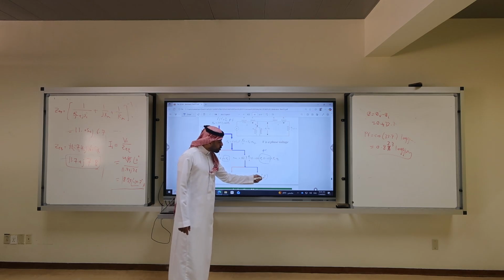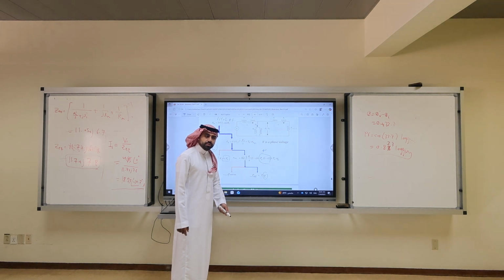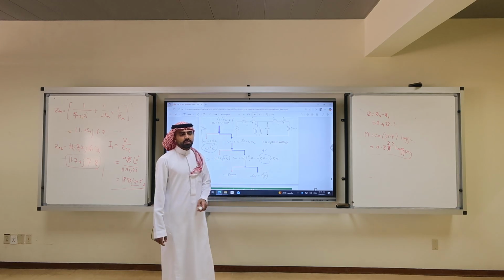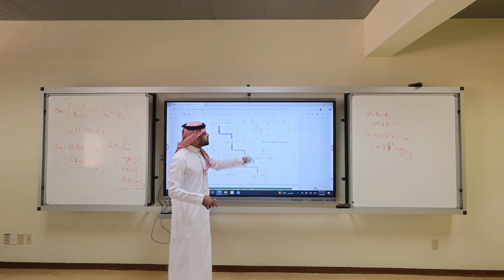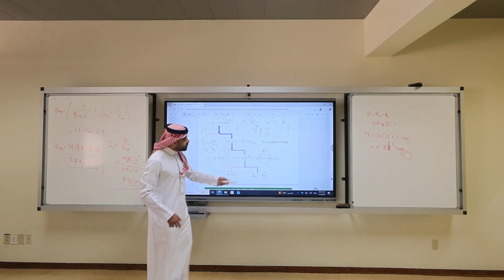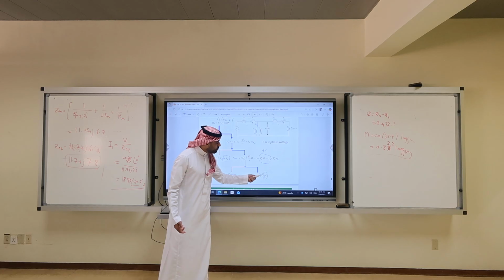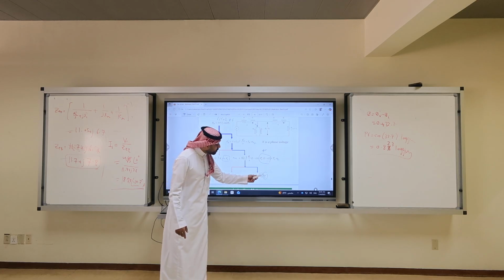You already know your omega m from the slip. Or you can get 2 pi over 60 times nm, which you get from the slip. So that's usually the flow of the design of the machine. Ultimately, what's your variable output? Torque. And do you remember what I told you?